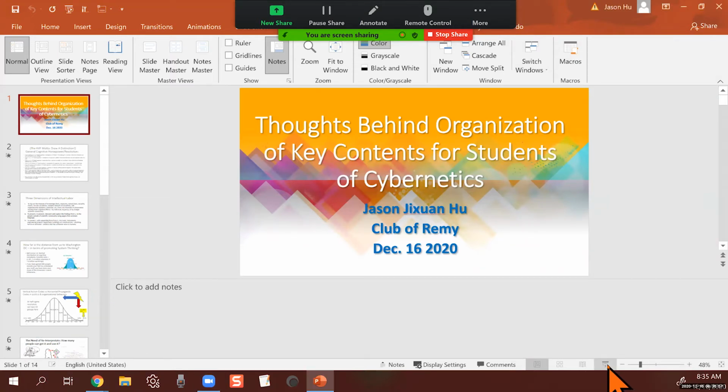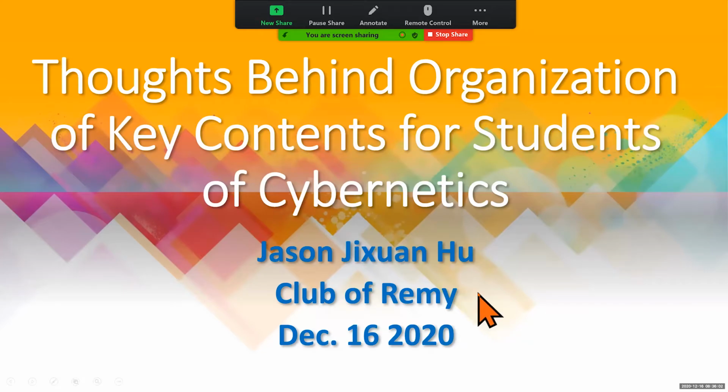Okay. So, thoughts behind the organization of key contents for students. I think I have to emphasize for students that knowledge of system science and cybernetics is like treasure buried in a mountain cave. And we are just some miners going there doing the digging, and we find something, some find more, some find less. And so we are so excited to present what we have.